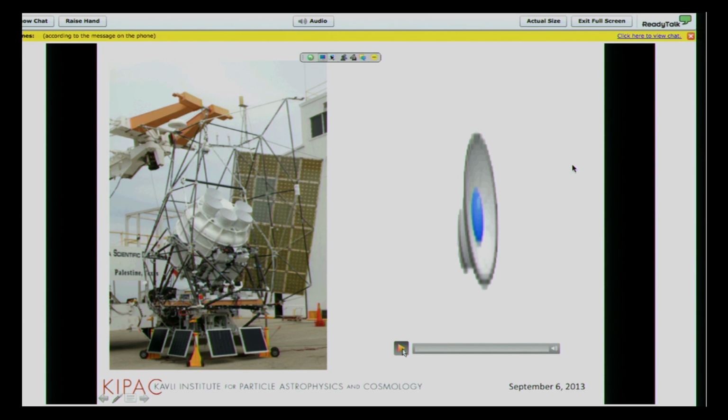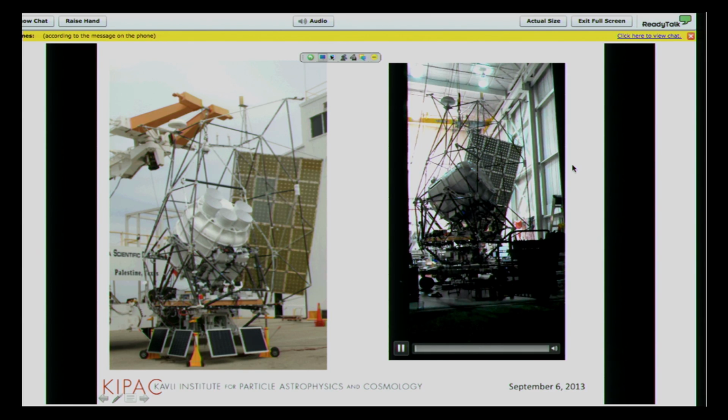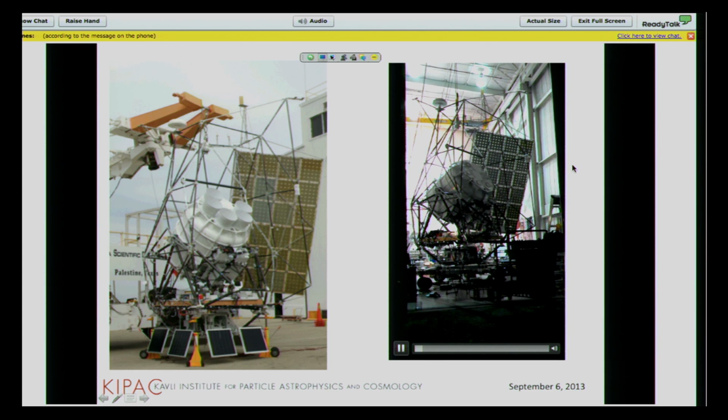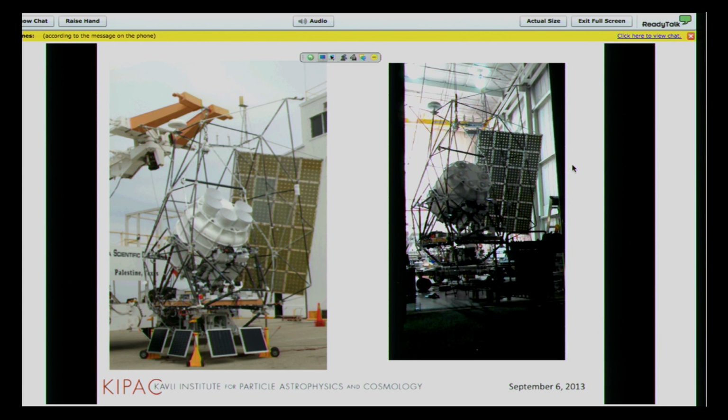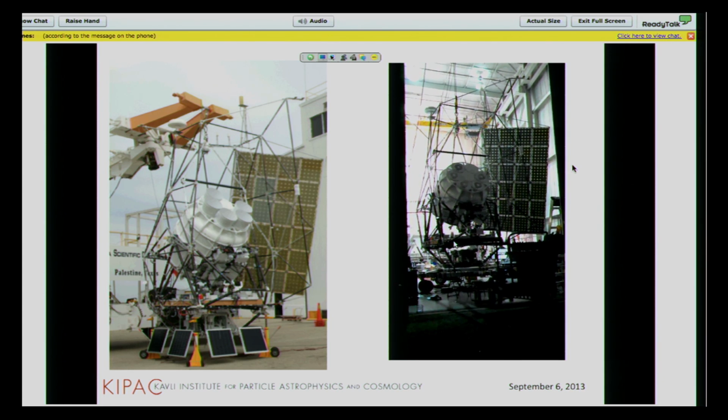And I'll just end real quickly. I know I'm behind, so I'll end with a movie of SPIDER this summer in Texas, if this works. It's up there in scanning.